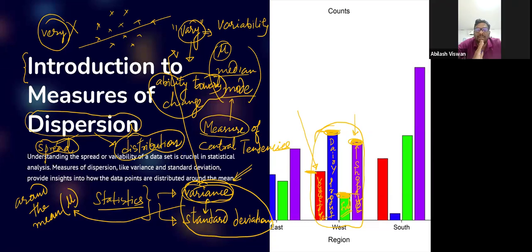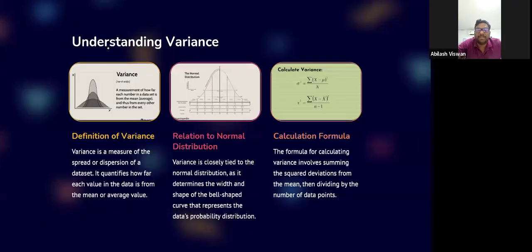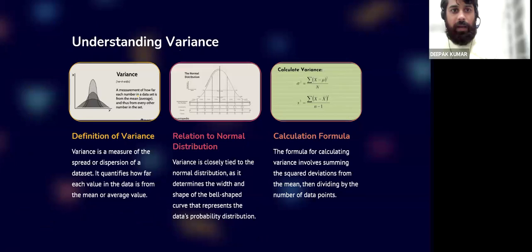How come? We will look in a couple of minutes. So we will try to understand the variance, whereby it gives us a proper definition that it is a measure of the spread or dispersion of the data set. In a very simple language, this is given.